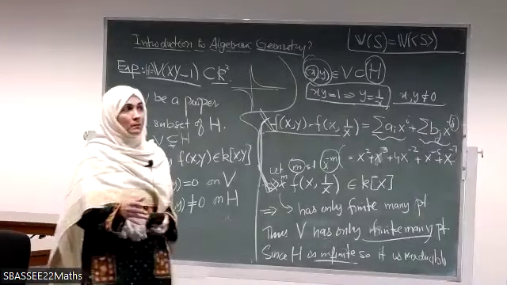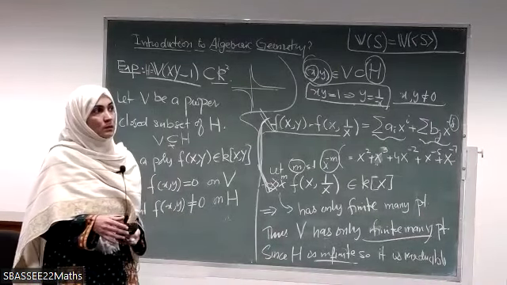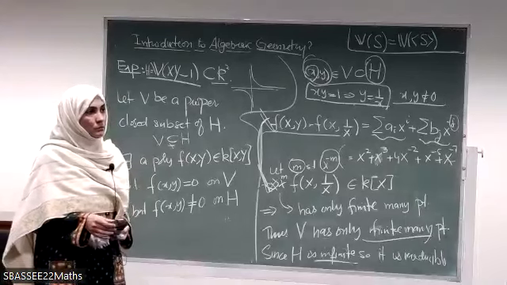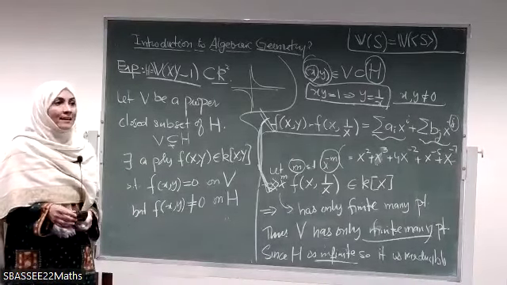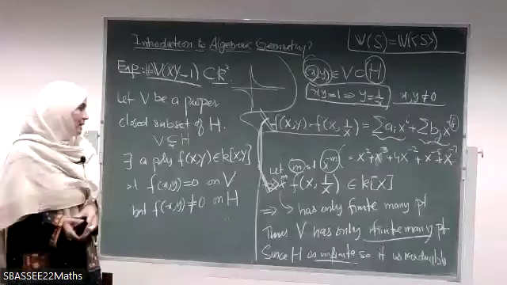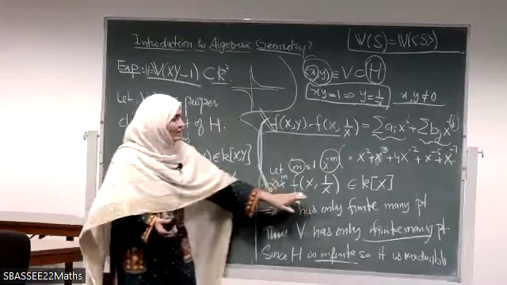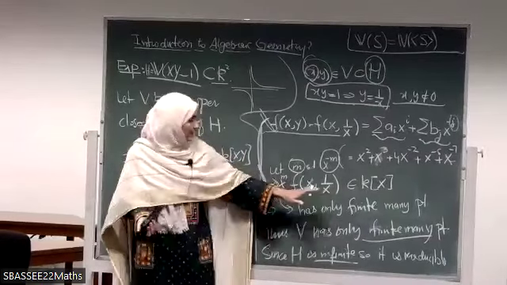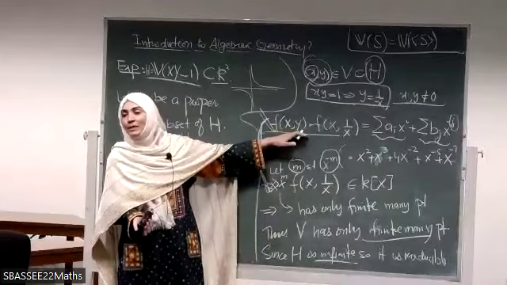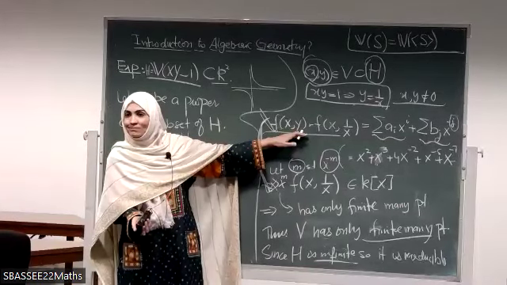Yes, Farah? By having the same zeros, you mean the same number of zeros or exactly the same zeros? Exactly the same zeros. So for example, let's suppose x1 is a 0 of this polynomial, then definitely it will be a 0 of this polynomial as well. Agree?